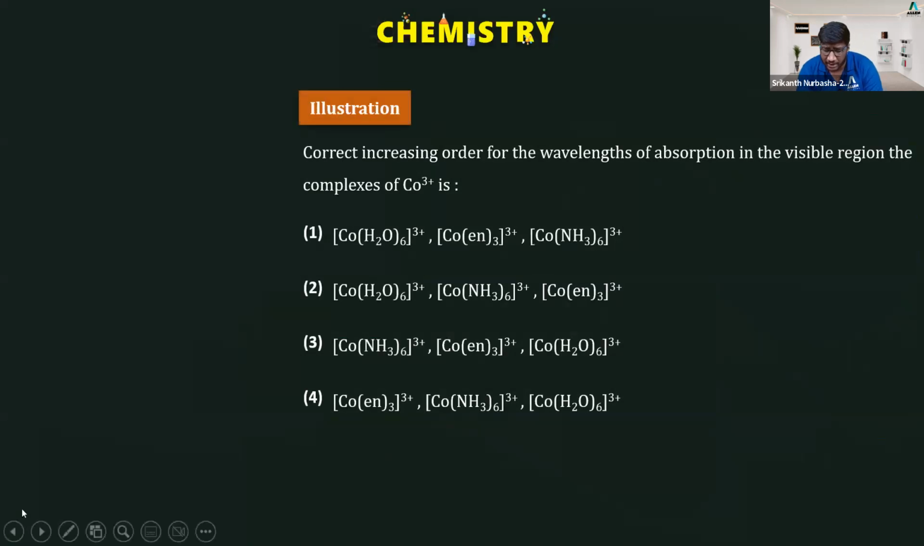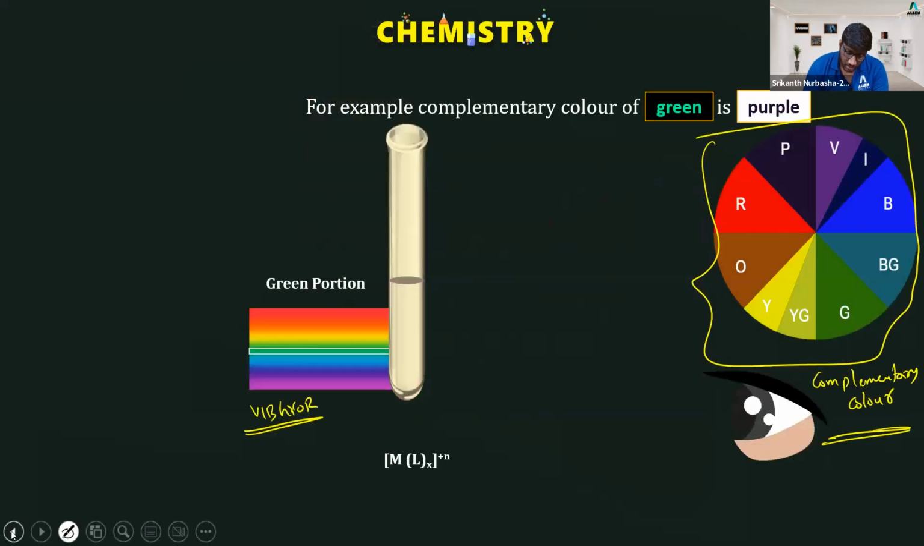Try to answer this. Correct increasing order of wavelengths of absorption in the visible region of complexes of Co3+. Yeah, Keshav has a question. Sir, if green color is absorbed, what about other colors? That is left out. Yes or no? Green color is absorbed. Why only green color absorbed?